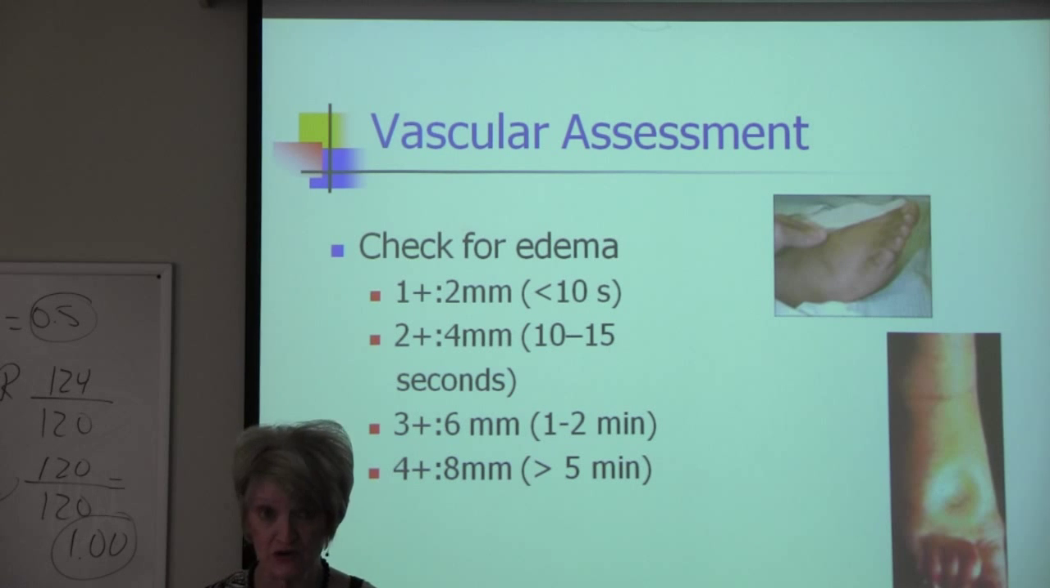So a 4 millimeter depression is 2 plus edema. It's usually going to take at least 10 to 15 seconds to resolve. 3 plus edema is 6 millimeters, and it takes a couple of minutes to resolve, 1 to 2. And 4 plus, I don't know if I've ever seen 4 plus, is 8 millimeter depression, 0.8 centimeters, and takes more than 5 minutes. Very, very severe edema.